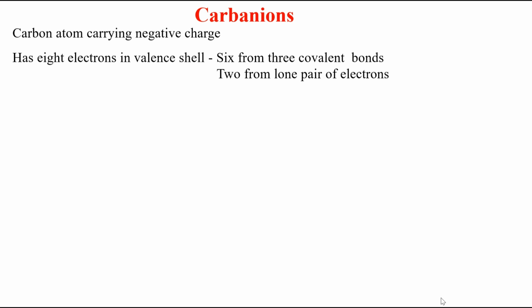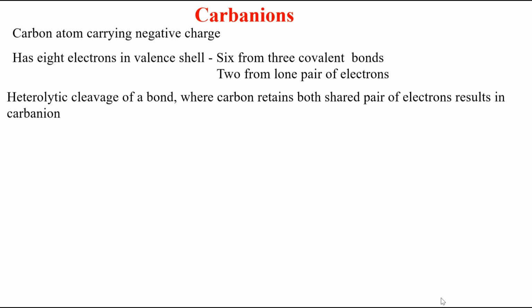Like that of carbocations, carbanions are the other set of intermediates formed during the course of the reaction. Carbon atom, which is carrying a negative charge, is a carbanion. A negatively charged electron rich carbon species is carbanion. It has 8 electrons in its valence shell. 6 comes from the 3 covalent bonds and one set of lone pair of electrons are formed.